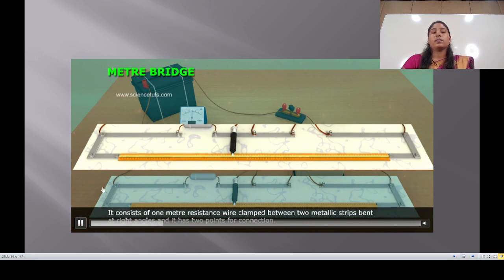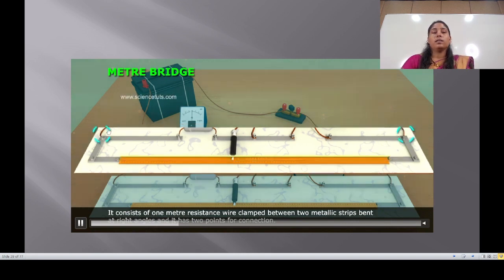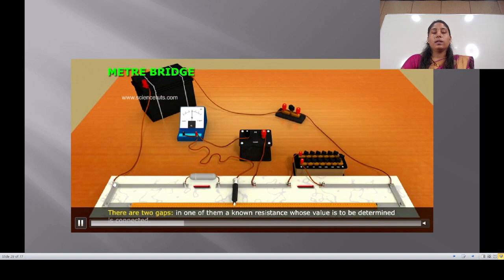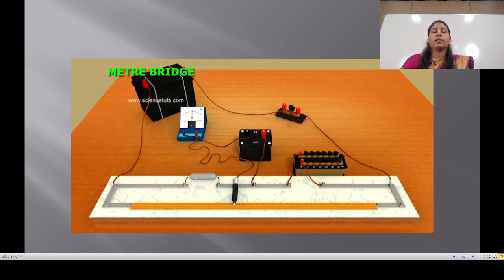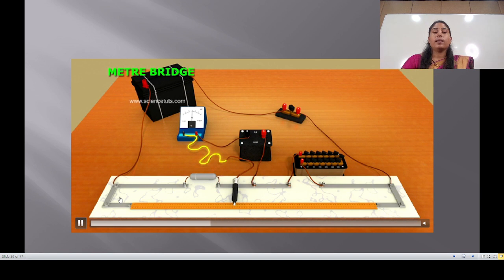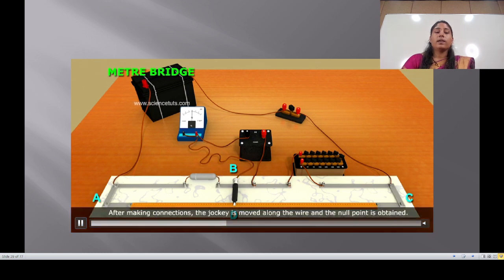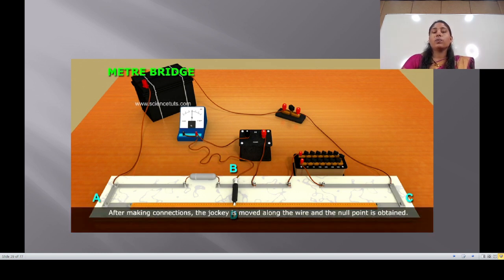Here are the connections. Here are the two copper strips. There are two gaps. In one of them, the resistance whose value is to be determined is connected. When current is flowing through the jockey, we get different readings. After making the connection, the jockey is moved along the wire and the null point is obtained.